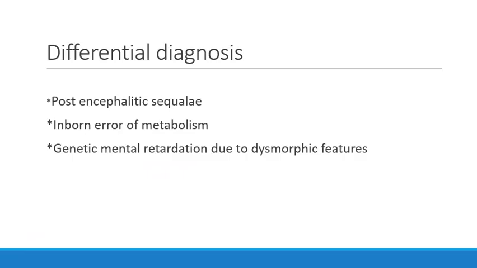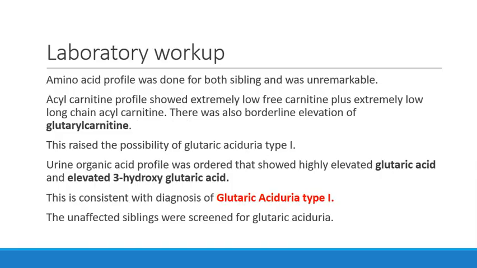His amino acid profile was normal, but his acylcarnitine profile demonstrated that the carnitine was very low, was consumed, and his glutarylcarnitine was borderline elevated. What confirmed the diagnosis was performing a urine organic acid profile, which showed that he has massive excretion of glutaric acid and 3-hydroxyglutaric acid. And so this patient was diagnosed as glutaric aciduria type 1.